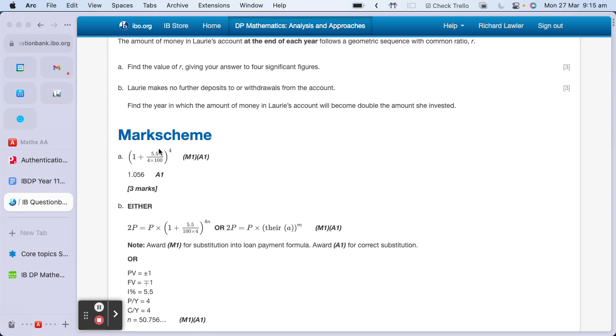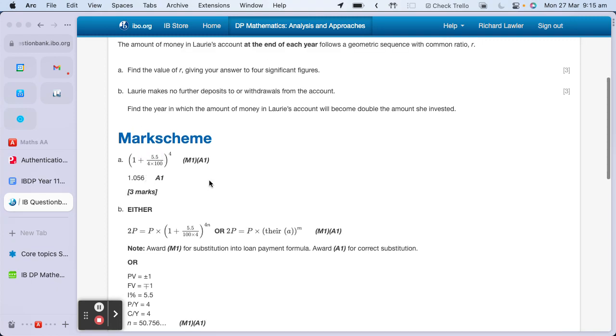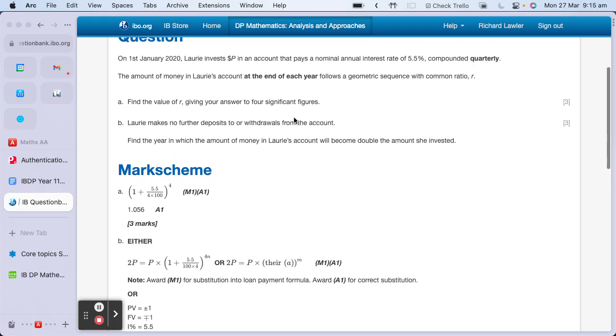That's just 5.5 divided by 4, turned into a decimal, add 1 to it. That's 1.056. Part B: Laurie makes no further deposits to or withdrawals from the account. Find the year in which the amount of money in Laurie's account will become double the amount she invested.